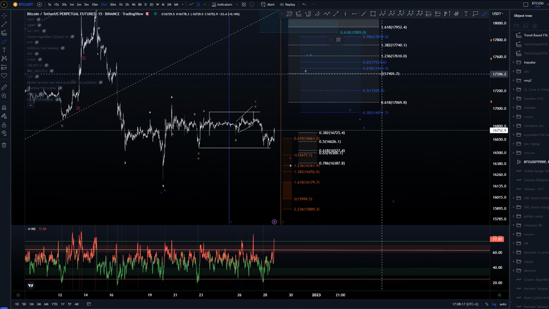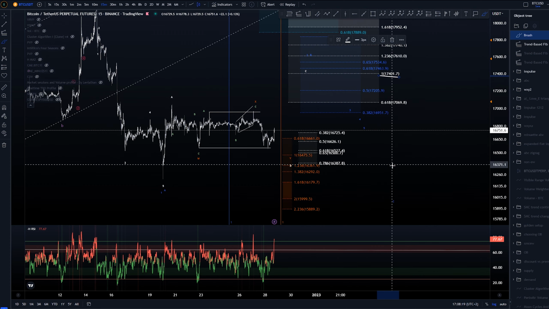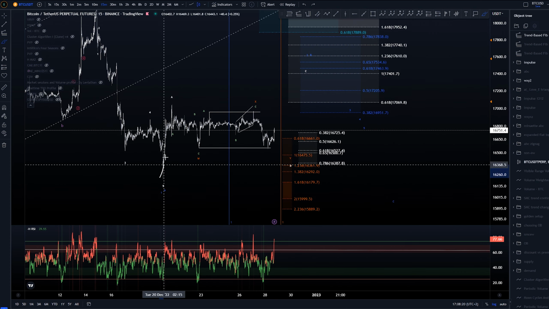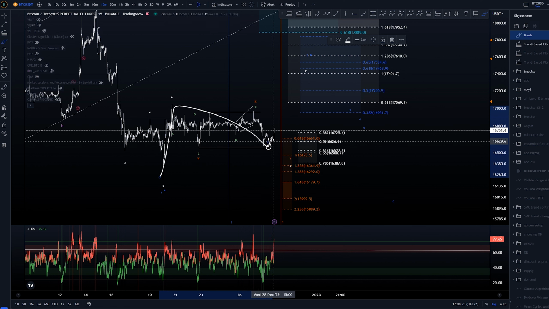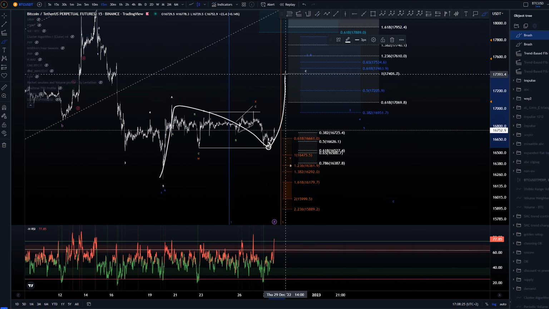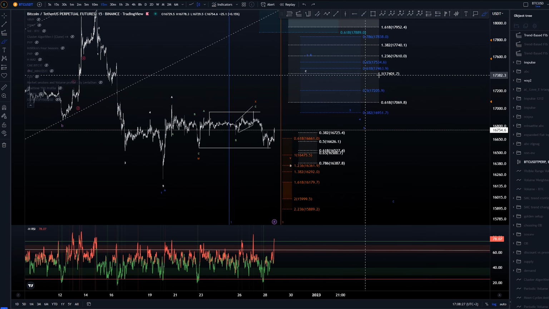And where do we have a good target? A 1-to-1 extension of this A wave pivoted. Again, if we do pivot from here, that would be the area. ABC, that is the main target.